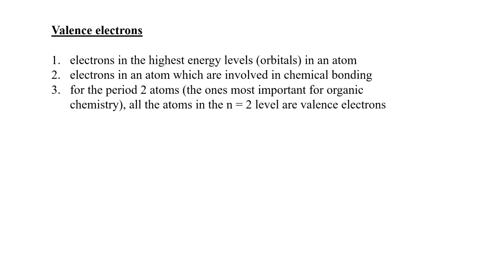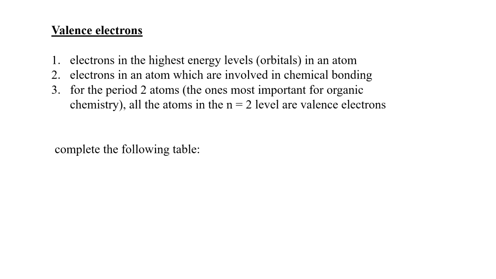Secondly, the electrons in an atom which are involved in chemical bonding are the valence electrons. They're the ones that do all of the chemical interactions. They cause the chemistry. They're lost and gained by atoms. For the period 2 atoms, the ones most important for organic chemistry, all the electrons in the n equals 2 level are valence electrons.